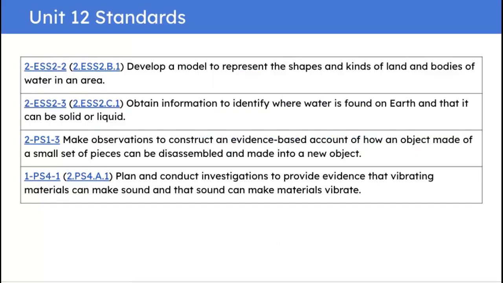This unit covers several second grade Earth and Space science standards about modeling land and bodies of water and solid and liquid water on Earth, along with physical science standards about creating objects and vibrations. All but one of the Next Generation Science Standards correspond to a Missouri Learning Standard listed in parentheses on this chart. If you'd like, take a moment to pause this video and review them.